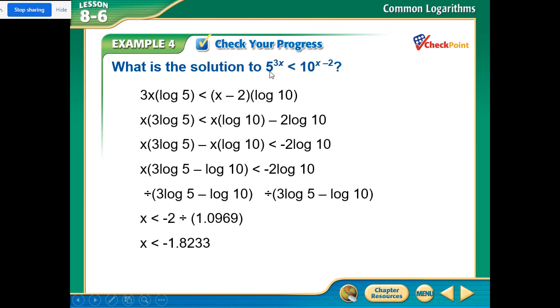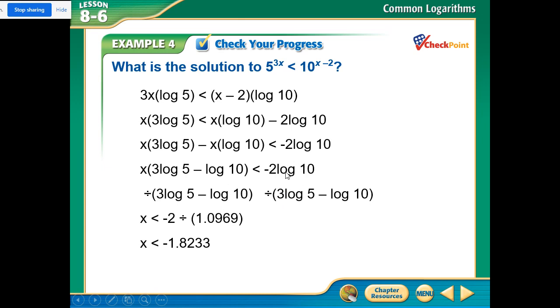So what about this one? By taking the log of both sides, the 3x is going to come in front, and the x minus 2 will. Again, we distribute the log 10. So x log 10 and negative 2 log 10. This is an x that needs to get moved over to the other side, so it's x minus the other x. Then I factor the x's out, and it's 3 log 5 minus log 10. I'm going to have to divide by that amount.